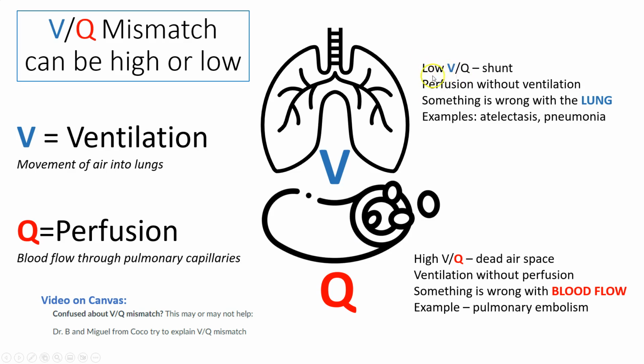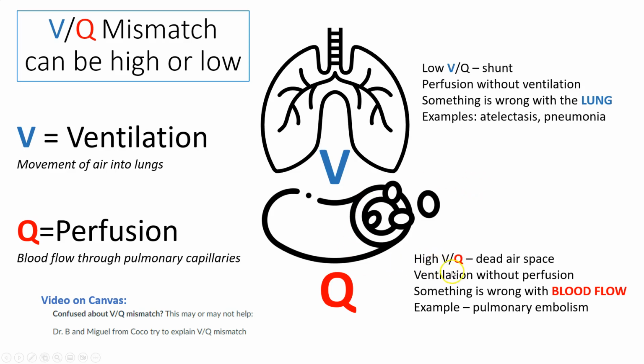A low mismatch, we call it a low VQ. Here, as you can see in blue, the problem is the V. You have perfusion, but there's no ventilation. This is also called a shunt. In a low VQ, something's wrong with the lungs. That is handy because low and lung both start with an L. Some examples that you'll learn about that are a low VQ mismatch or a shunt are atelectasis, where you have a collapse of the alveoli, or pneumonia.